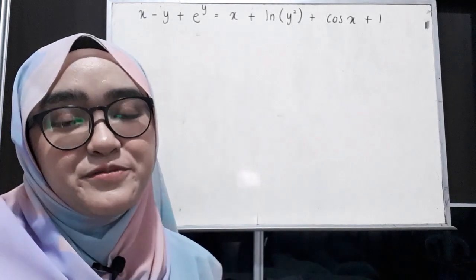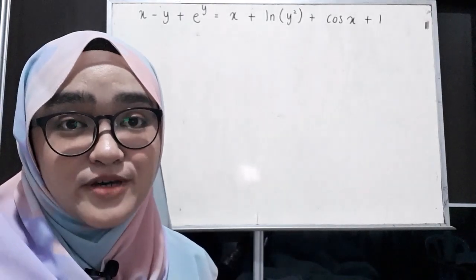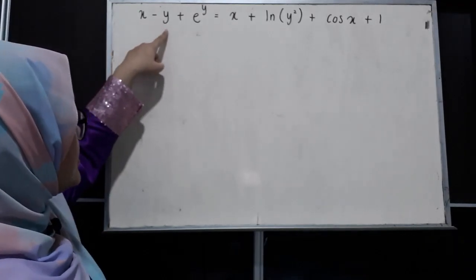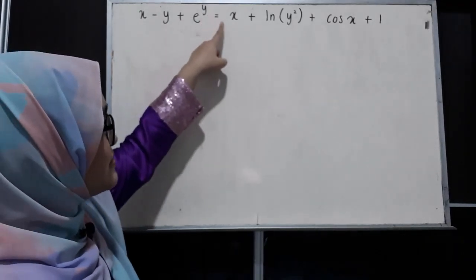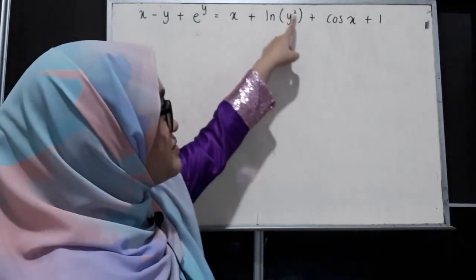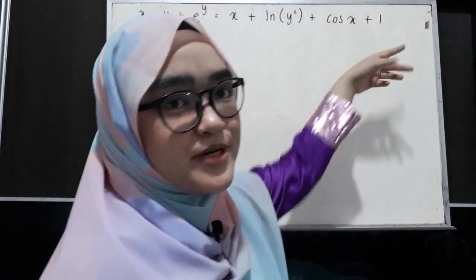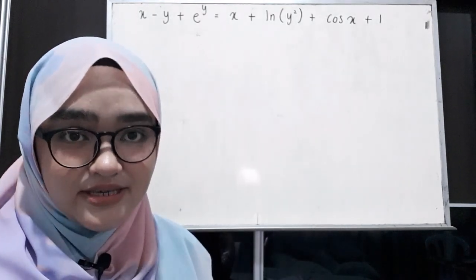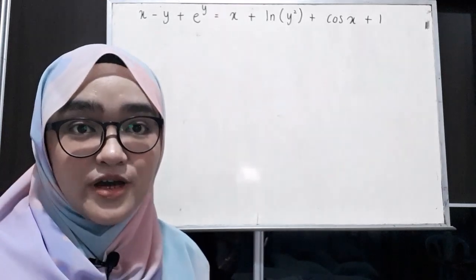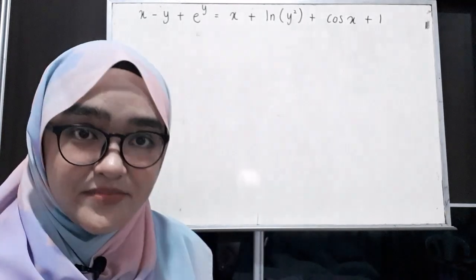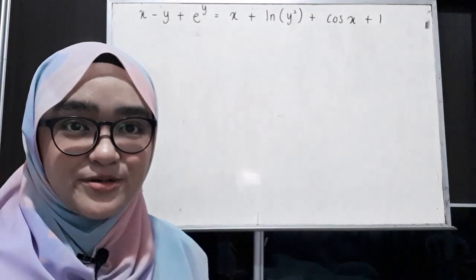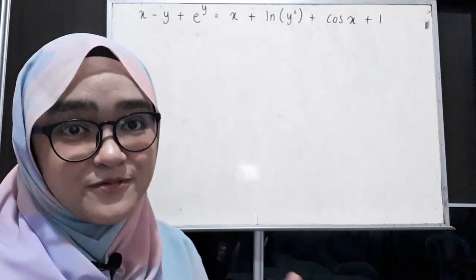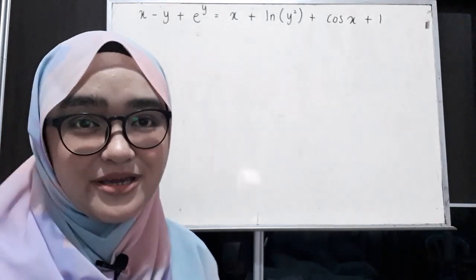Next example, here we want to find dy over dx by using implicit differentiation from x minus y plus e to the y equal x plus ln y squared plus cos x plus 1. So step number 1, differentiate each term accordingly and remember to add dy over dx or y prime each time we differentiate variable y. In the previous example, we added dy over dx. For this example, let's use y prime.